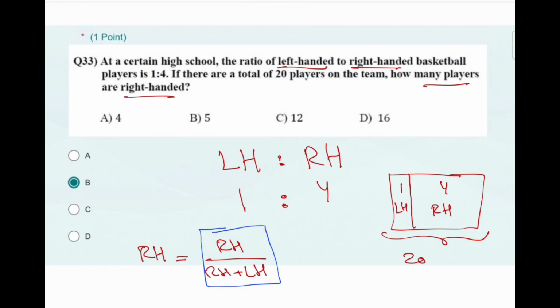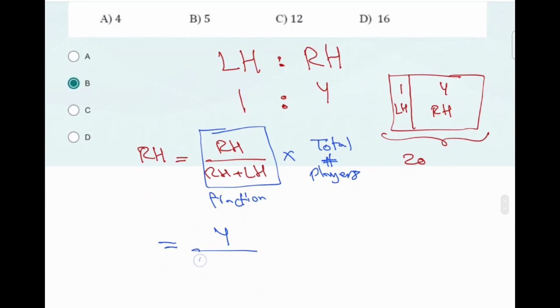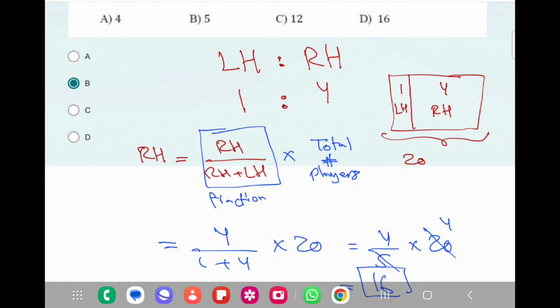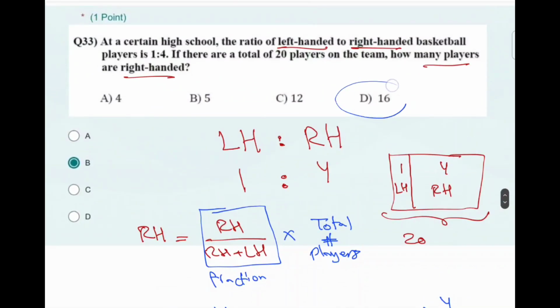So construct the fraction. This is the fraction of the total class multiplied by the total number of players, which is 20. So the answer will be 4 divided by 1 plus 4 times 20, which is 4 over 5 times 20. So it cancels out, this becomes 4. So the answer is 16 players. So the answer is D.